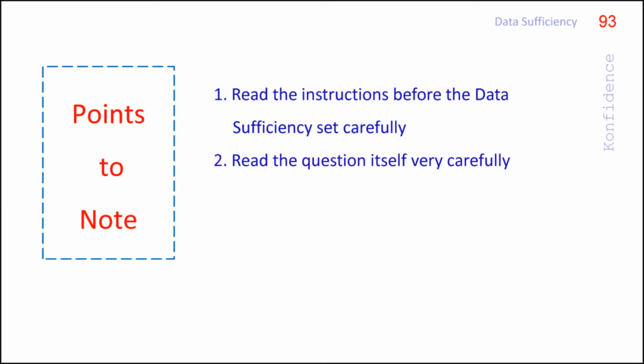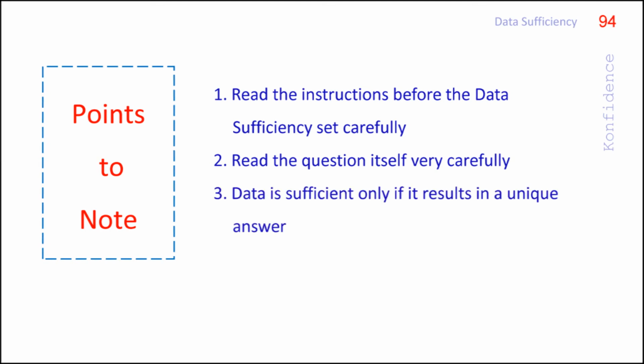2. Read the question itself very carefully. Unless we understand the question properly, it will be very difficult to answer it. Point number 3. Data is sufficient only if it results in a unique answer. Unique means one and only one answer. Remember the example where we got two values for x as plus 3 and minus 3 and still we considered it not to be sufficient.